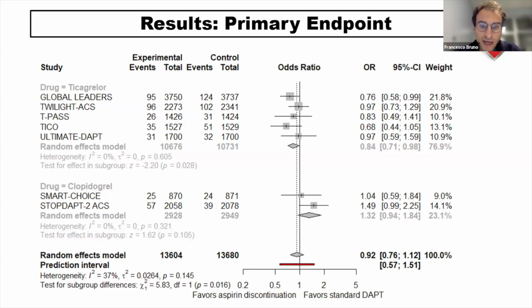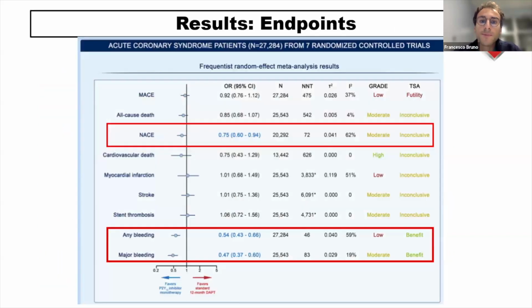If we can go to the next slide, this is the forest plot of all the endpoints, which is also the central illustration of the study. As already said, there was no difference in the pooled estimate of MACE, all-cause death, cardiovascular death, myocardial infarction, stroke, and stent thrombosis. There was no difference in these endpoints between the 2 groups, while there was a significantly different incidence in NACE in favor of P2Y12 inhibitor monotherapy, and in the bleeding endpoints of any bleeding and of major bleeding.